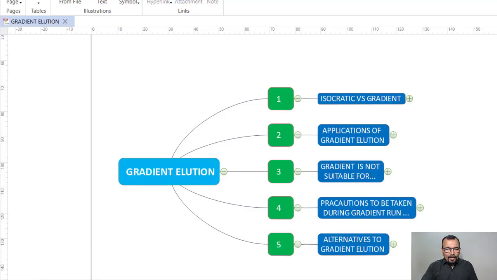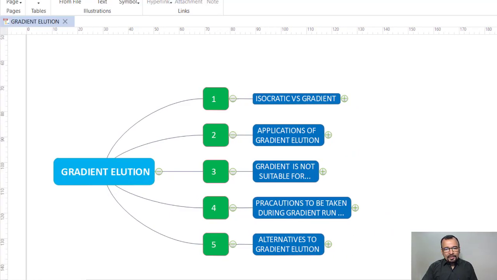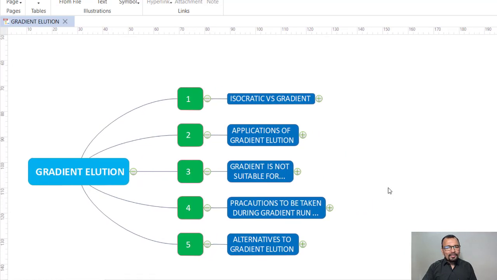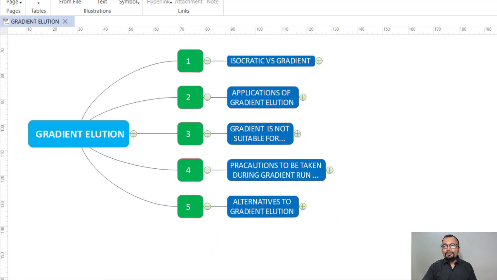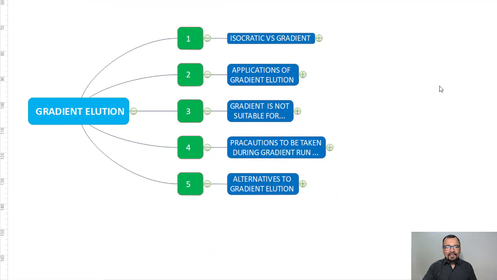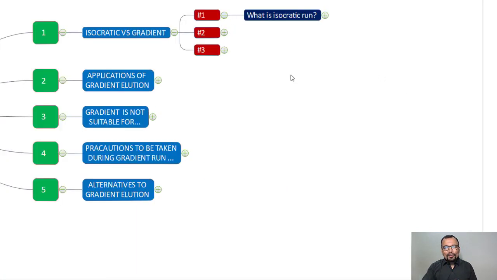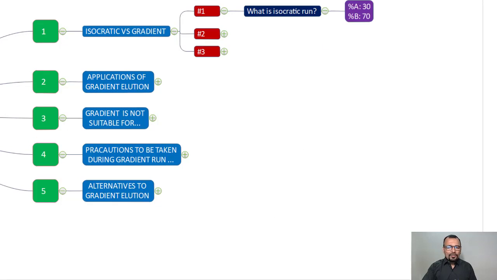Right, so these are the 5 points that we are going to discuss today. And the first one is, let us understand what is the difference between isocratic elution and the gradient elution. So the isocratic elution is something during which the mobile phase strength or the composition of the mobile phase will not change throughout the chromatographic run.